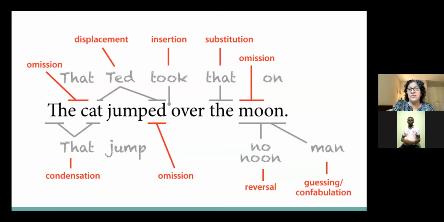So omission: from the moon, they have omitted the component mo, M-O. Now condensation: from the and cat, they have made it one word, that. Jump, they omitted the part ed, that, jump. Reversal of moon, it might become noon, and man. So guessing: sometimes they are guessing the words while they are reading.